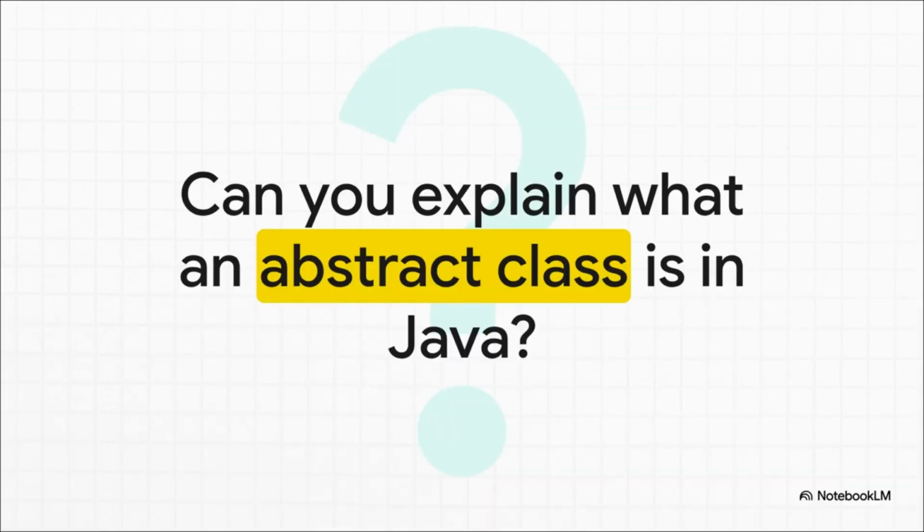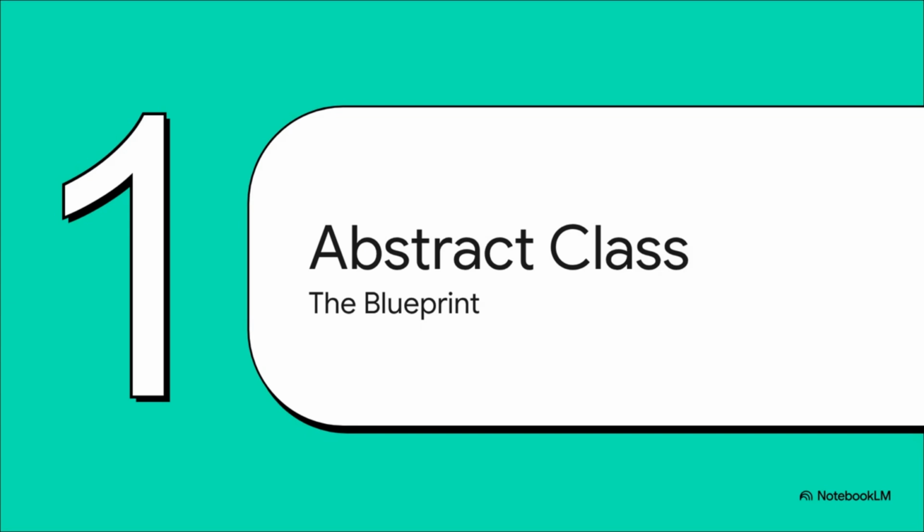Okay, so the interview kicks off with a real classic. The interviewer asks, "Can you explain what an abstract class is in Java?" Let's see how the candidate tackles this one. The candidate nails it with a perfect analogy. An abstract class is like a blueprint. That's such a great way to think about it, and it's key to understanding everything else. So let's really dig into what that means.